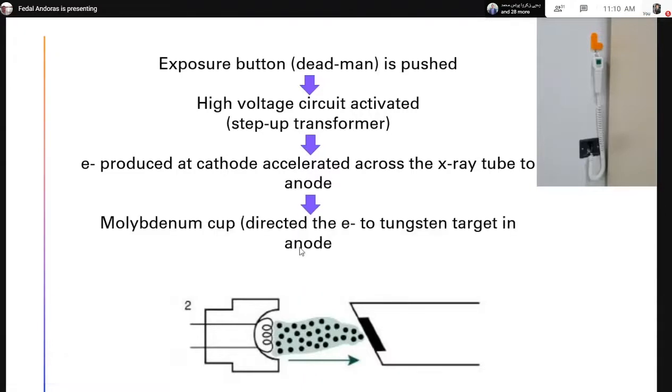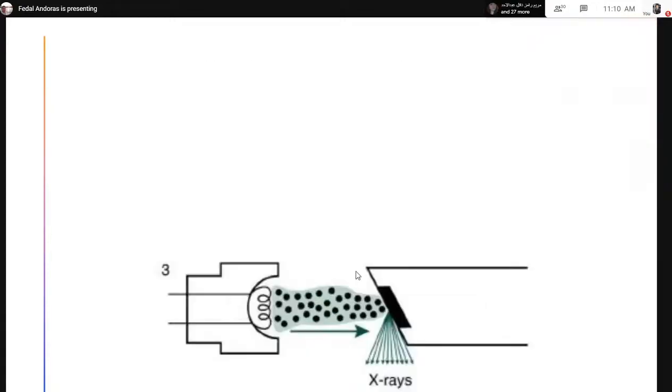As we said, the molybdenum cup, which is here around the filament, will help to direct the electrons to the tungsten target. If you don't have this one, the cloud will start here. If you don't have this cup, the electrons may go in any direction. Few of them will come to the anode, but this focusing molybdenum will help to direct them directly to the anode. So this is step 2, when we push the exposure button.